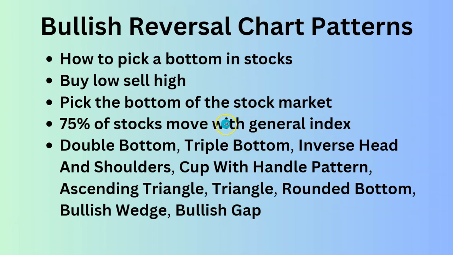But today we're going to learn about things like touch and go, just so that you can understand it, and then you choose one or two patterns you want to specialize in. We're going to learn about double bottom, triple bottom, inverse head and shoulders, cup with handle pattern, ascending triangle, rounded bottom, bullish wedge, and bullish gap. Now, some of these patterns, maybe you come across them as continuation patterns, but I'm going to teach you that some patterns can be bullish reversal patterns in certain special situations.